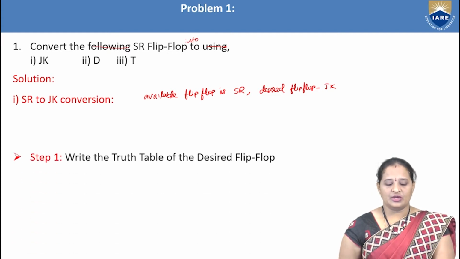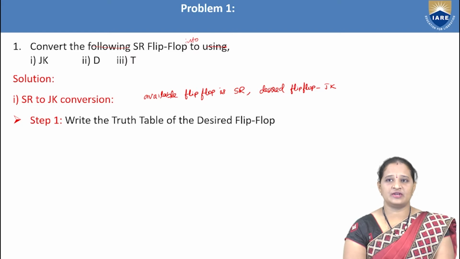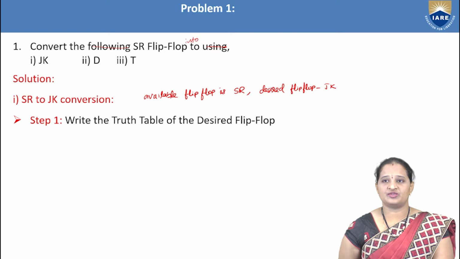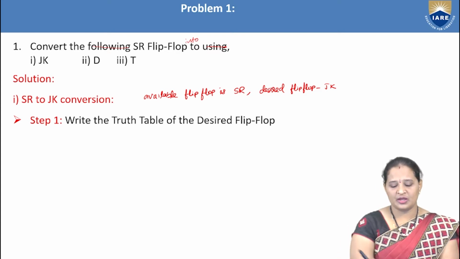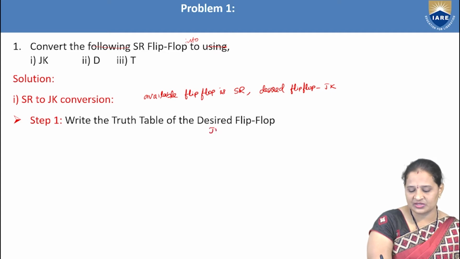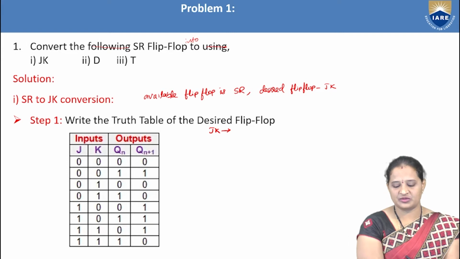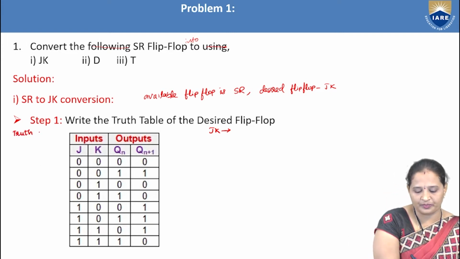So how to convert it? First step, get the truth table of the desired flip-flop. What is our desired flip-flop? The JK flip-flop. As you already know the truth table of the JK flip-flop, just write it down here. So the desired flip-flop here is the JK flip-flop, so get its truth table. This is nothing but the truth table of the JK flip-flop.